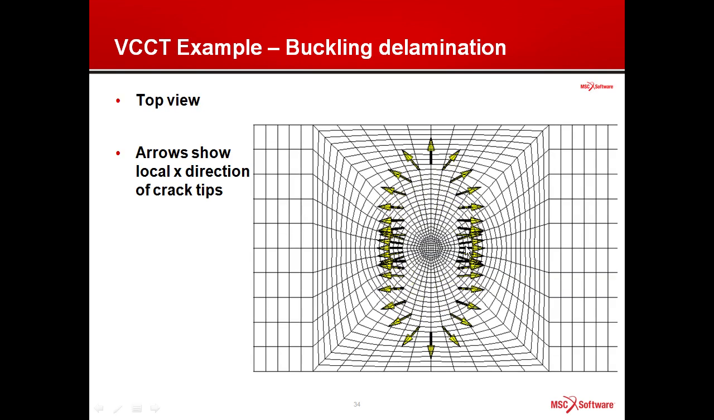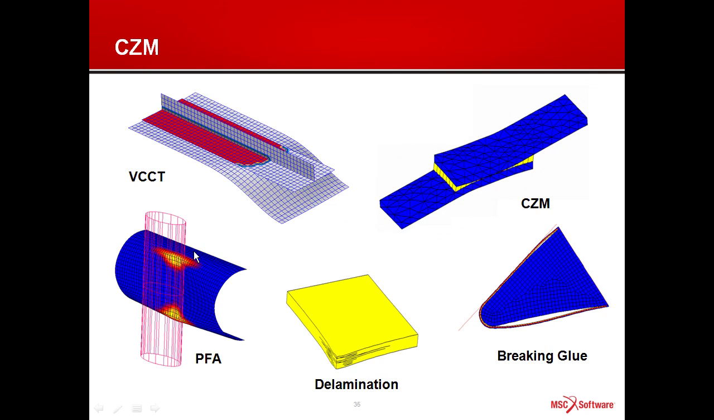It's important to visualize the crack tip direction, and this is a good tool where we can plot the local X direction of the crack tips. Very intuitive, shows you physically how the delamination is propagating inside your model. Okay, so hopefully that was a good explanation on the VCCT, how it works, and how you might be able to apply it to your composite failure analysis problems. Let's look at the next technique, CZM, Cohesive Zone Modeling.